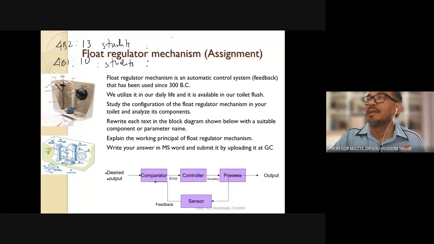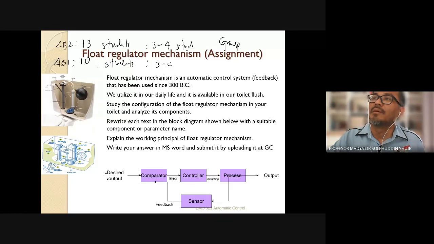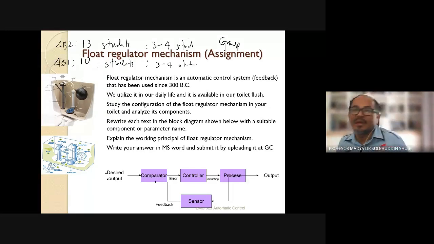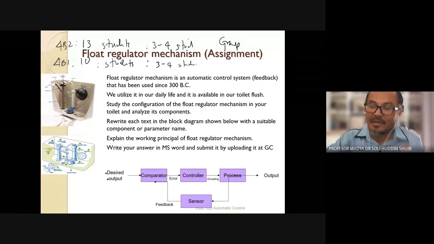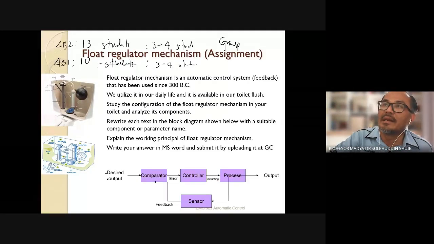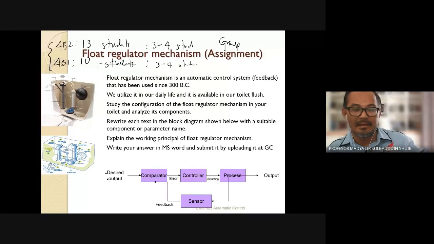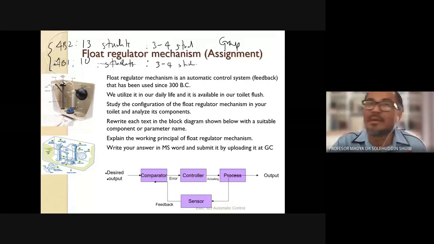So this is a group assignment. I want you to form groups of 3 to 4 students per group. Because EAC does not want a group to have more than 5, so 3 to 4. We don't want to violate the number of students per group for any project.